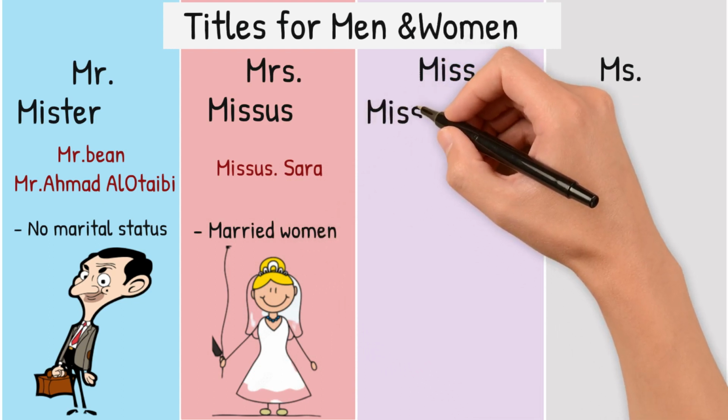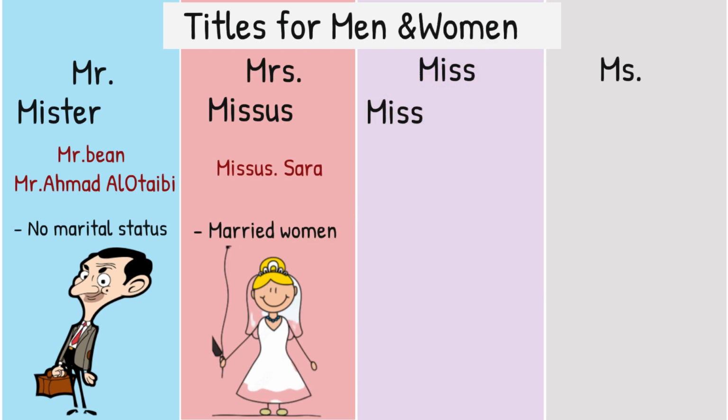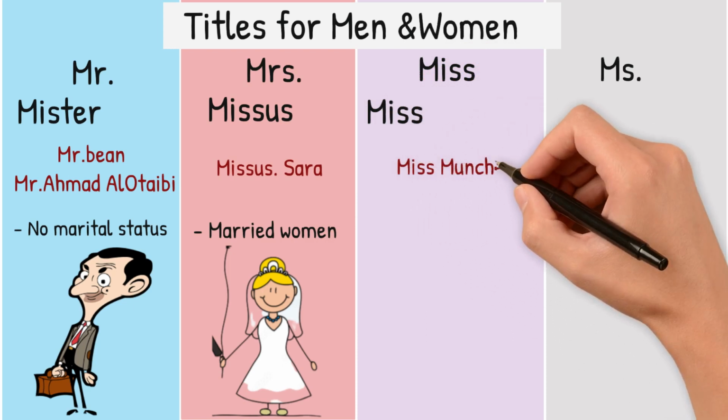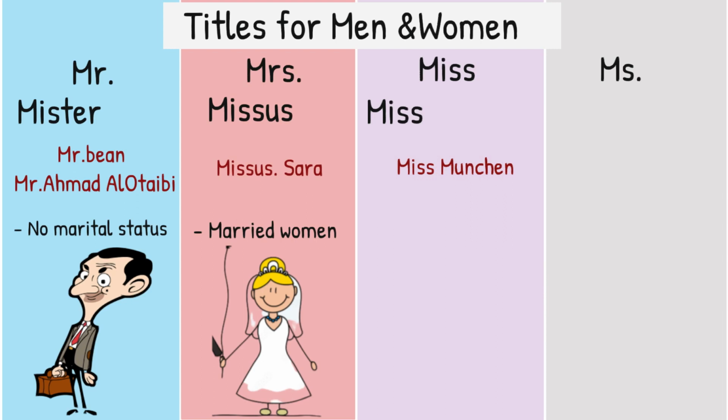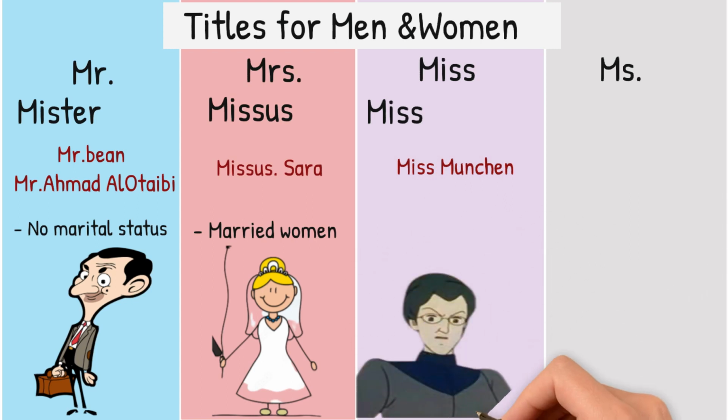Miss. For example, Miss Minchin. We all know the character from Sally. Miss Minchin is an unmarried woman.